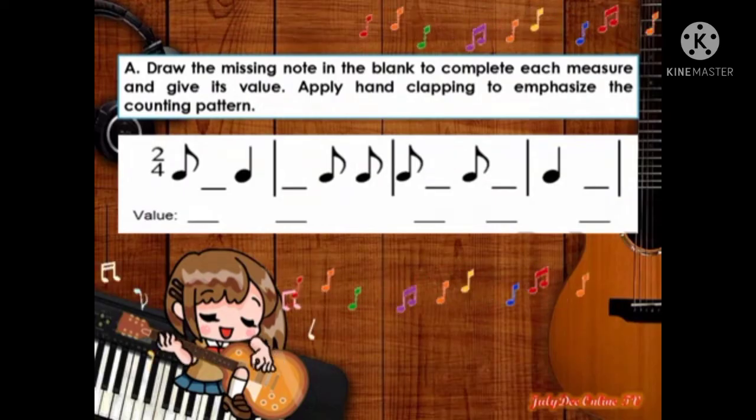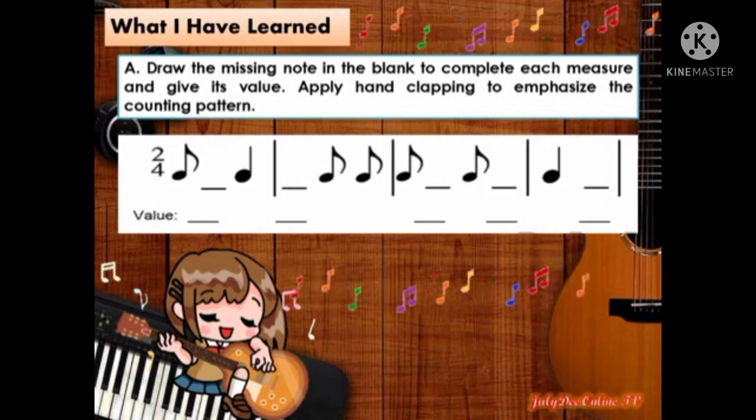Now, let's check how much you have learned from our lesson. Draw the missing note in the blank to complete each measure and give its value. Apply hand clapping to emphasize the counting pattern. In the first measure, the missing note is an eighth note that receives 1/2 beat. In the second measure, the missing note is a quarter note that receives 1 beat. In the third measure, the missing notes are 2 eighth notes that receive 1/2 beat each, a total of 1 beat. In the last measure, the missing note is a quarter note that receives 1 beat.